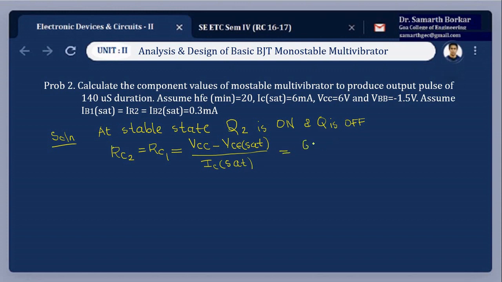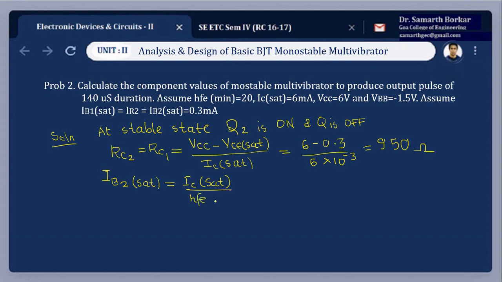If I substitute the values, 6, 0.3, and IC set given as 6 into 10 to the power minus 3, that is 6 milliamperes, the value is 950 ohms. So you can write the standard value alongside it. Now let us calculate the value of IB2 set. The expression for IB2 set equals IC set divided by HFE minimum. As you all know, the relation between IC and IB is that IC equals HFE times IB2. To make the transistor on, we have to have a minimum value of IB2, and that is governed by HFE minimum.